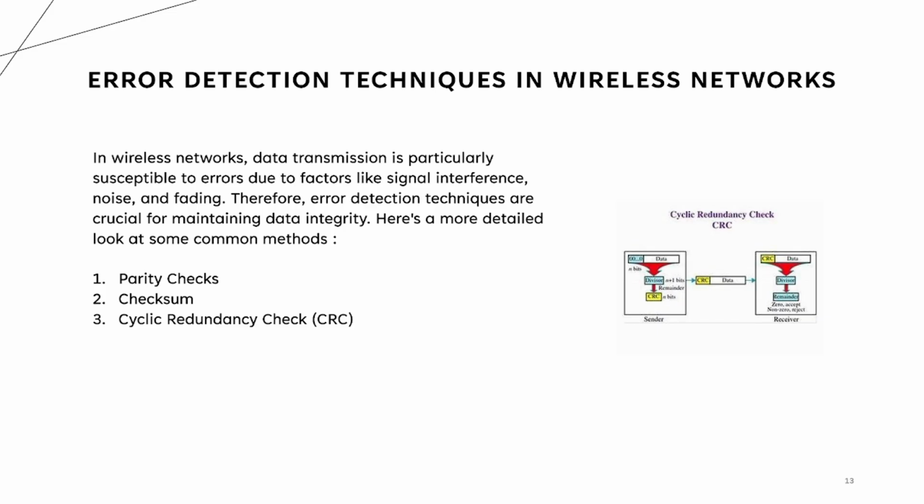In wireless networks, data transmission is particularly susceptible to errors due to factors like signal interference, noise, and fading. Therefore, error detection techniques are critical to maintaining data integrity. Here, we look in more detail at some common methods. They use parity checks, checksum, and cyclic redundancy check, CRC. These are the error detection methods.